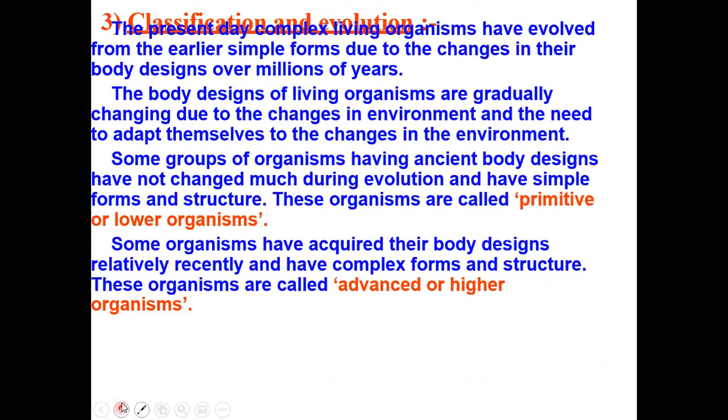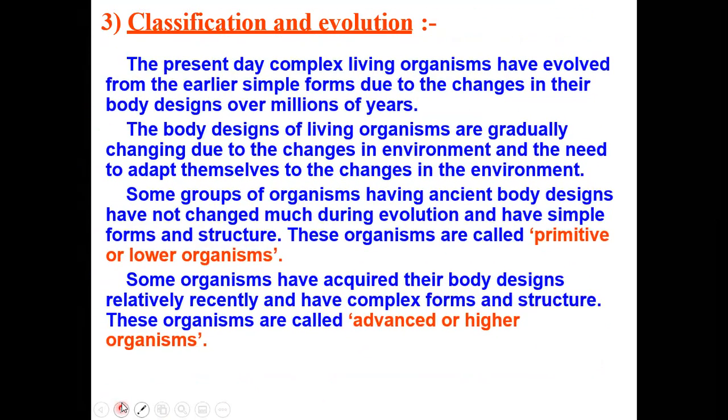Now we will discuss classification and evolution. The present day complex living organisms have evolved from the earlier simple forms due to changes in their body design over millions of years. The body designs of living organisms are gradually changing due to changes in the environment and the need to adapt themselves to these changes.